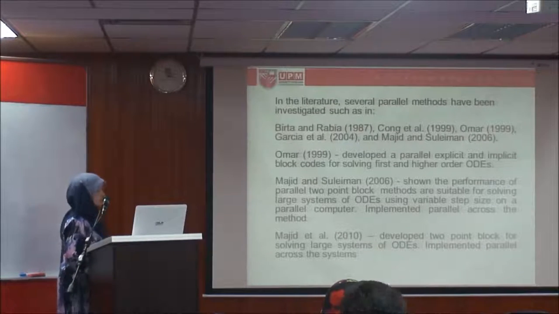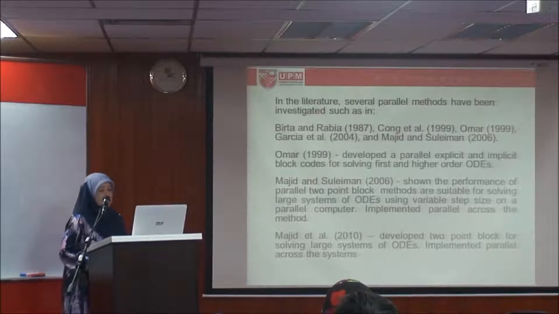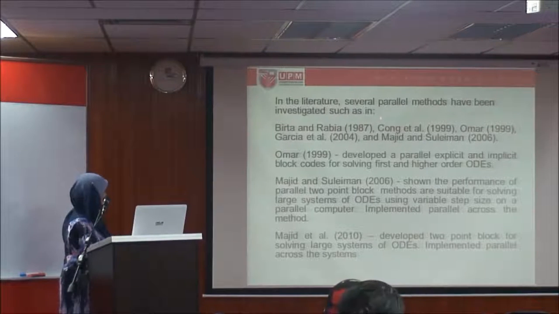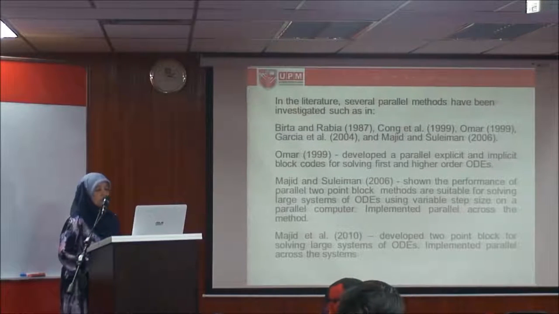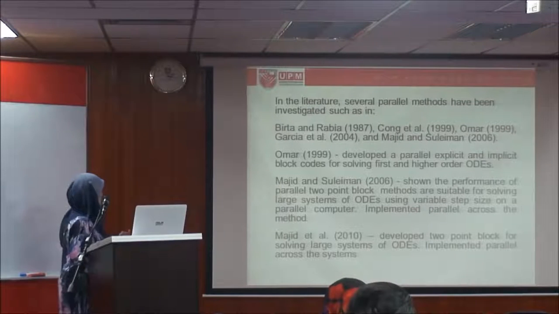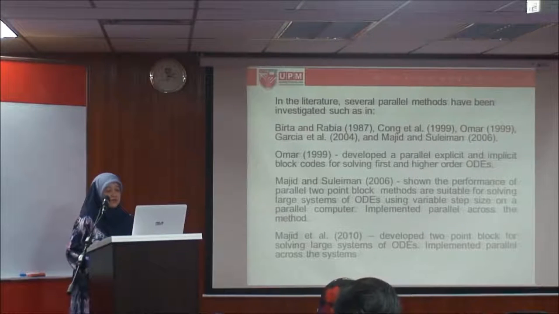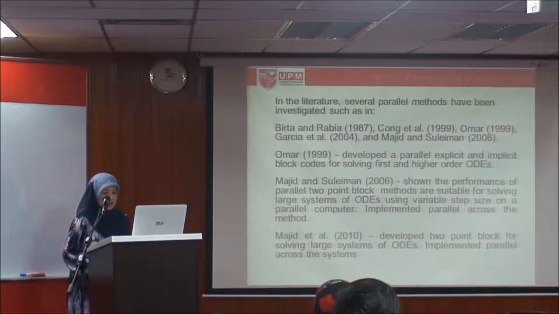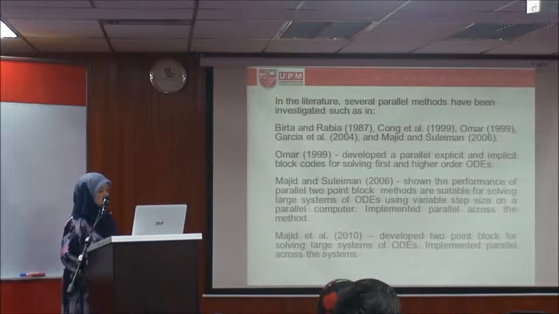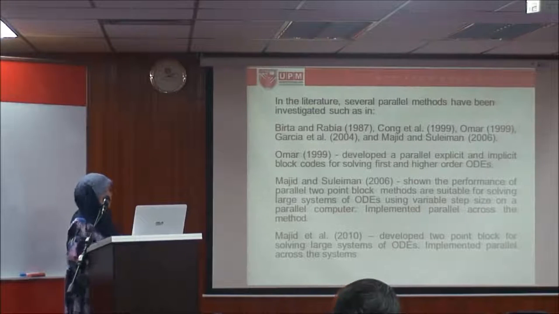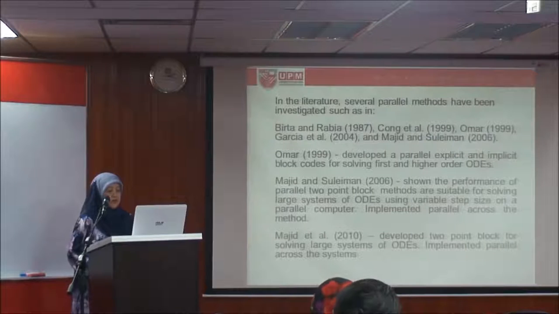And this is a brief literature review. Actually it is not only from 1987, since before that, people had tried to go for parallel methods. They investigated whether they could implement parallel methods to solve large problems. As you can see here, we have Brinta and Rabia and Dan Chong et al., even Omar, who is a student of Prof. Datuk Muhammad Sulaiman. Then Garcia 2004, and then Mahdi and Sulaiman, that's from myself and also my supervisor.